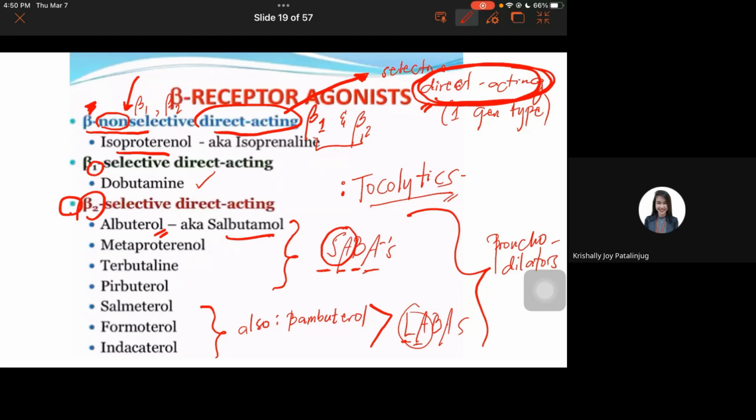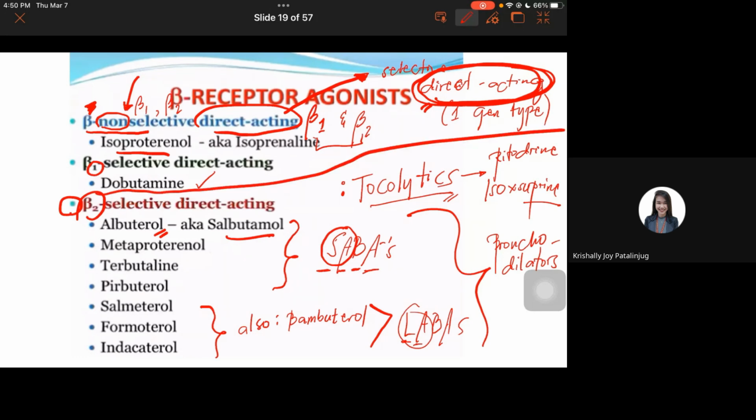Okay, so yung mga tocolytics halimbawa, yung ritodrine, and also isoxsuprine. Kindly add here sa slide. Beta 2 agonist din sila. Kaya lang, ang gamit nila, tocolytics. Ano ibig sabihin ng tocolytics? They relax uterine smooth muscle. Yung ginagamit para maiwasan yung premature labor. Okay, tocolytics, relaxation of uterine smooth muscle. So you have ritodrine, isoxsuprine.